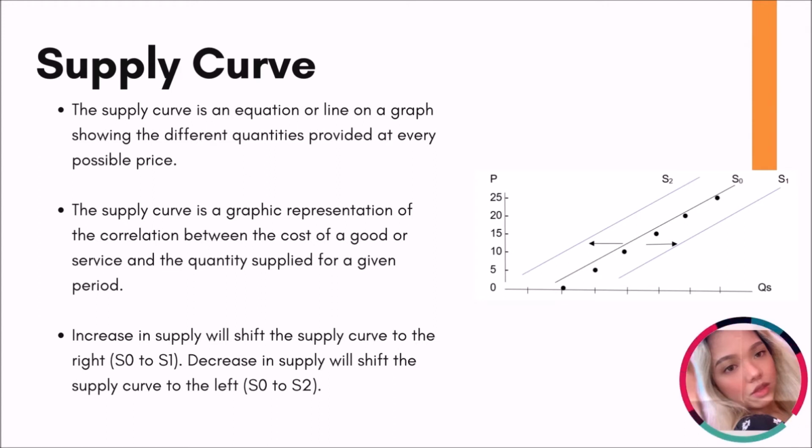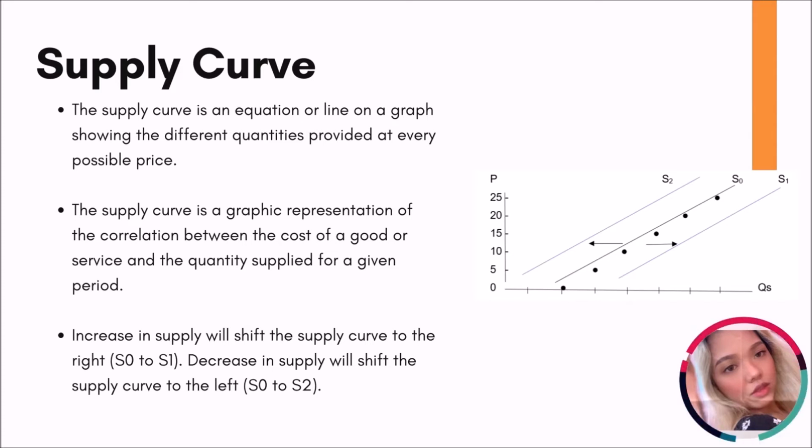So how the supply curve works can be explained through this graph presented. The supply curve is a graphic representation of the correlation between the cost of a good or service and the quantity supplied for a given period. In a typical illustration, the price will appear on the left vertical axis, while the quantity supplied will appear on the horizontal axis. An increase in supply will shift the supply curve to the right, while a decrease in supply will shift the supply curve to the left.